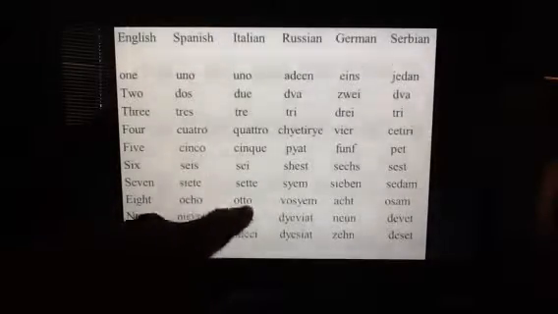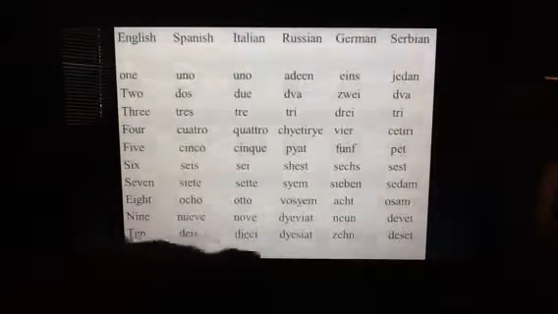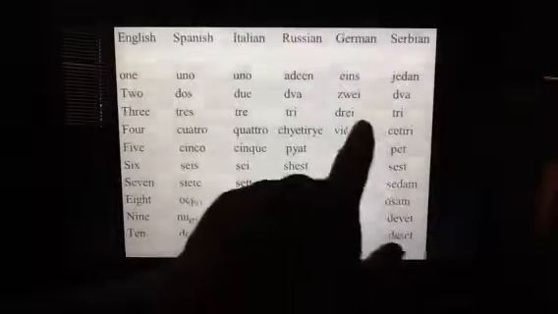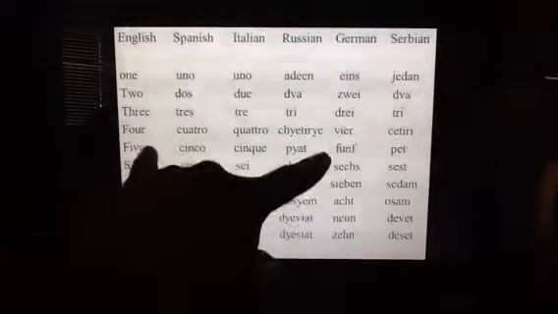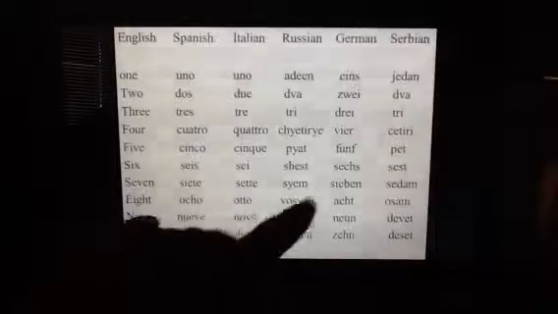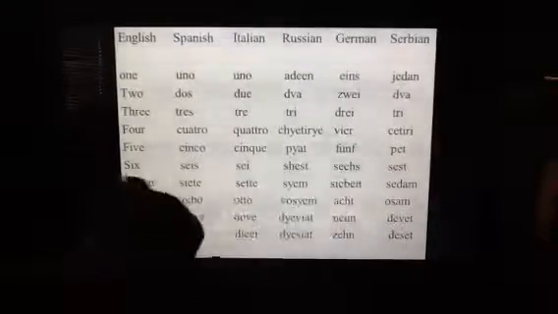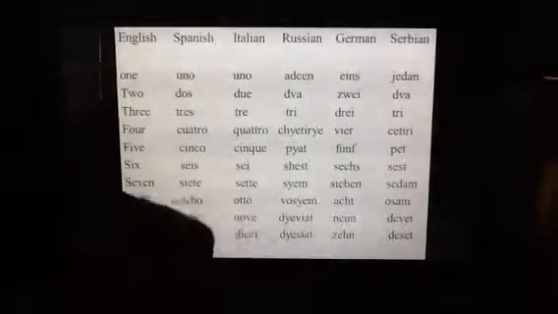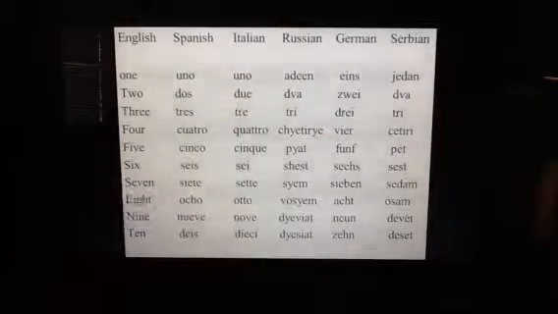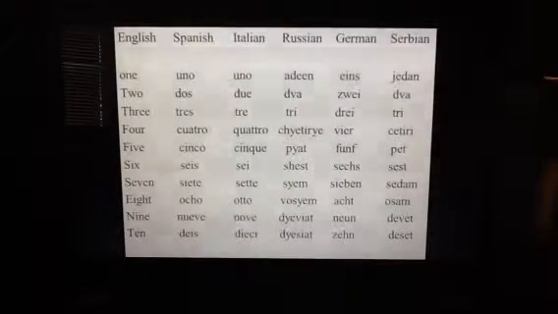Seis, ocho, otto. You can kind of see how Spanish and Italian are related. And then you get to German. German, you can kind of see, is one of the fathers of English. Sechs, 6. Sieben, 7. Echt, 8. So you can kind of see how German and English are related.